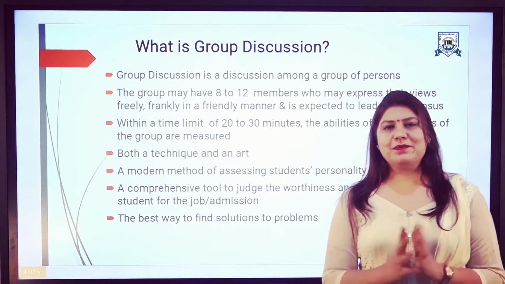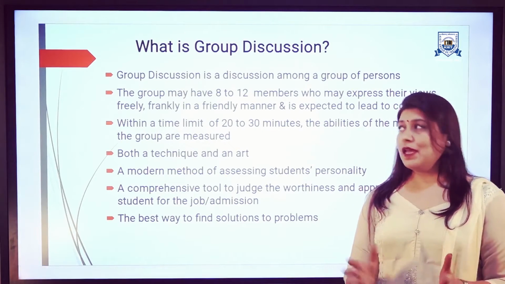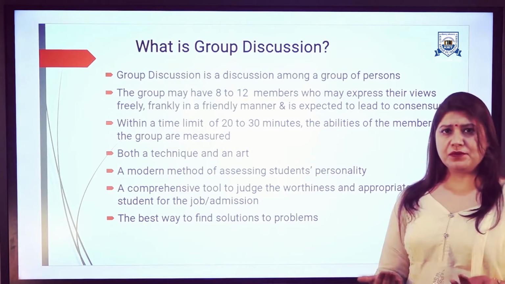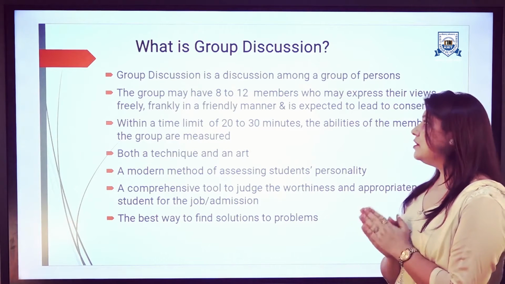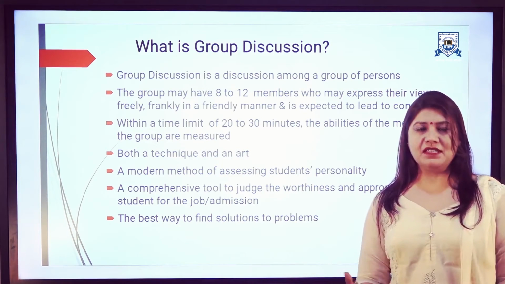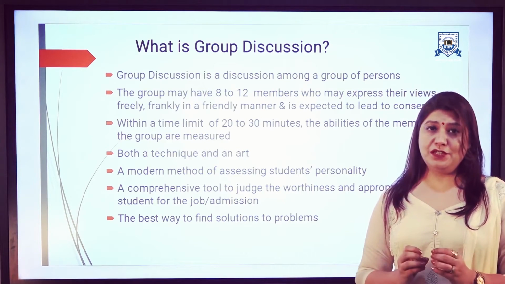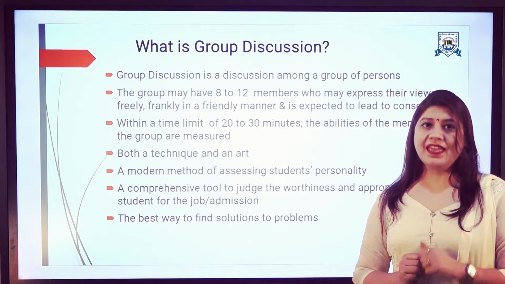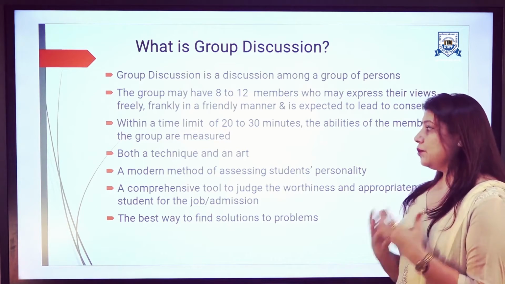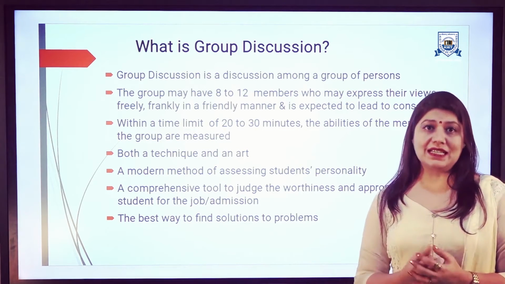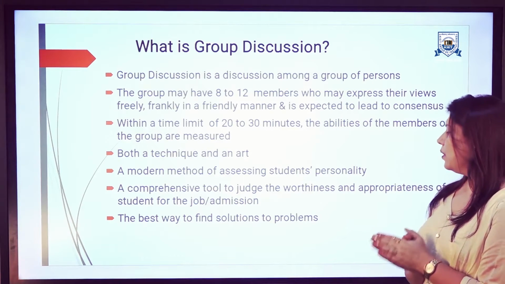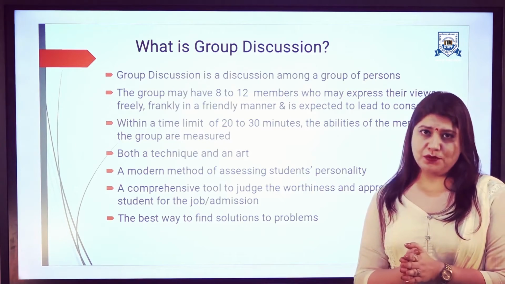Let us begin with what is group discussion. Group discussion is when a number of people, most of the times it is 8 to 12 students, come together for 20 to 30 minutes and discuss in a free, frank, and friendly environment to reach a consensus, which is said to be a mutual conclusion. Yes, group discussion is both an art as well as a technique through which the student's personality is assessed, and comprehensively it comes down to judging the worthiness and appropriateness of the student.